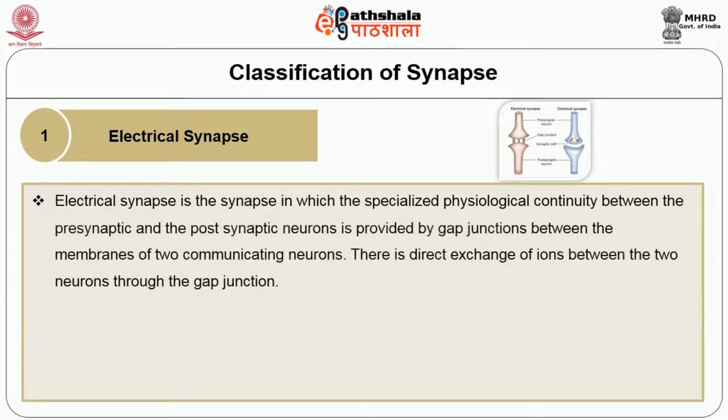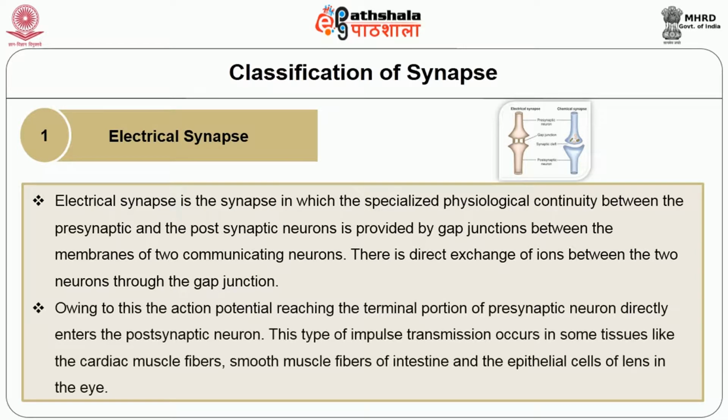Electrical synapse is a synapse in which the specialized physiological continuity between the presynaptic and the postsynaptic neurons is provided by gap junctions between the membranes of two communicating neurons. There is a direct exchange of ions between the two neurons through the gap junction. Owing to this, the action potential reaching the terminal portion of presynaptic neuron directly enters the postsynaptic neuron.